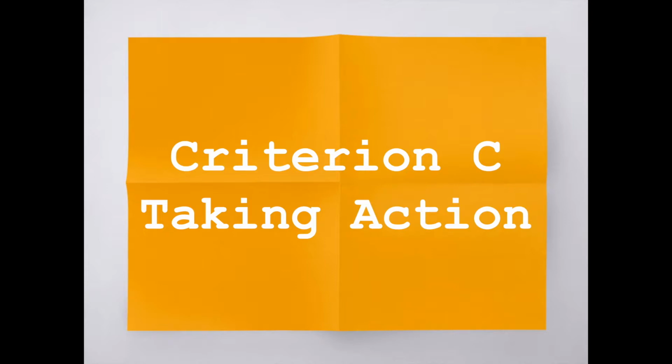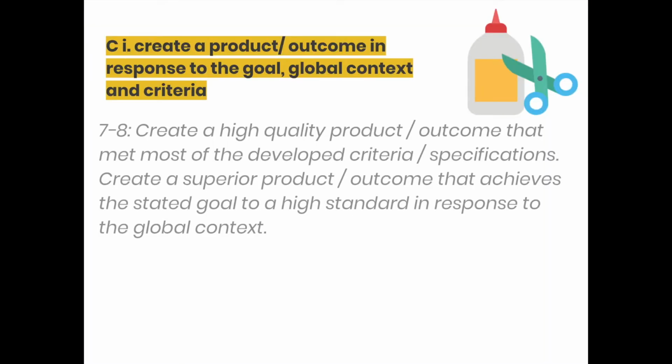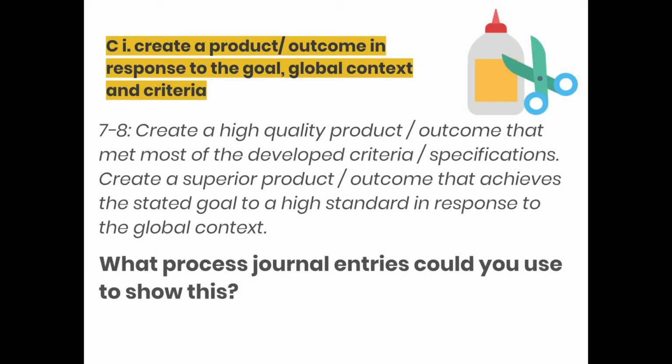When you upload your final report with your 10 process journal entries and your bibliography, you also upload either 5 photographs of your product or a 30 second video of your product. But really, to do a fantastic product or outcome, you have to work hard in the process, and this assesses the process. It really does assess the product. But you will see also that here, create a product outcome in response to the goal, global context, or criteria.